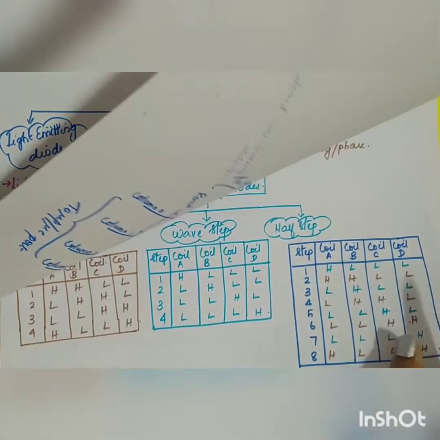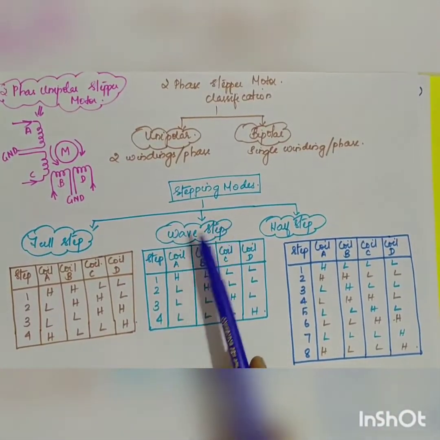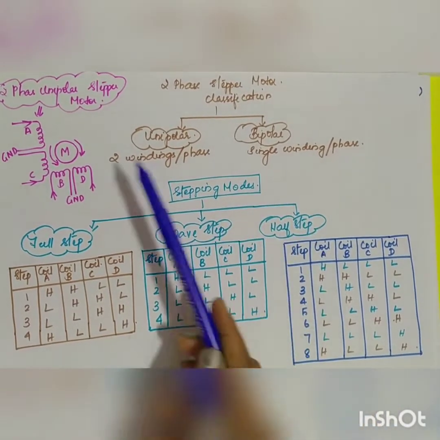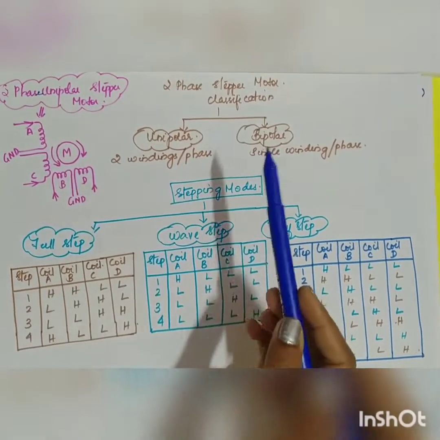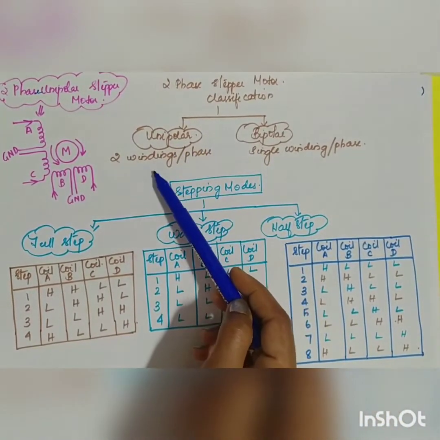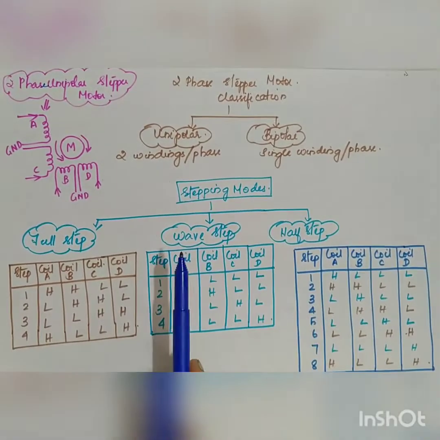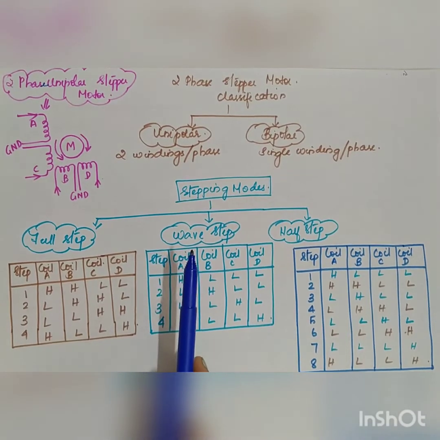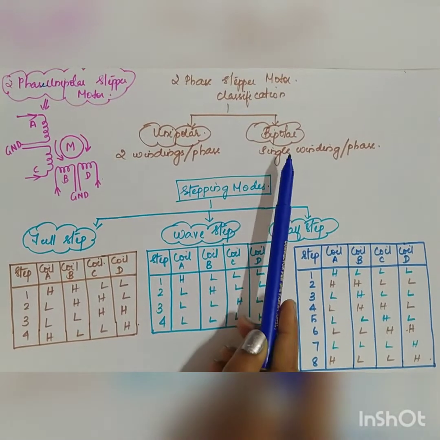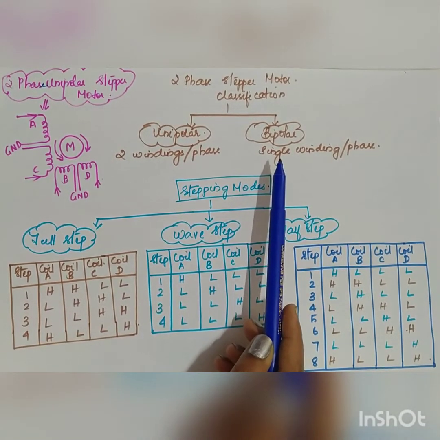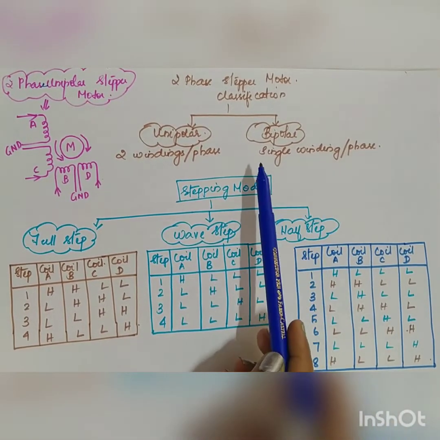These are the various stepping modes of your two-phase stepper motor. This gives you the diagram of your two-phase unipolar stepper motor. What is the difference here? Unipolar means it has two windings per phase, whereas bipolar has a single winding per phase. In the case of unipolar, the direction of rotation is controlled by changing the direction of the current flow, whereas in the case of bipolar, for reversing the motor rotation, the current flow is reversed dynamically. So that is the difference.